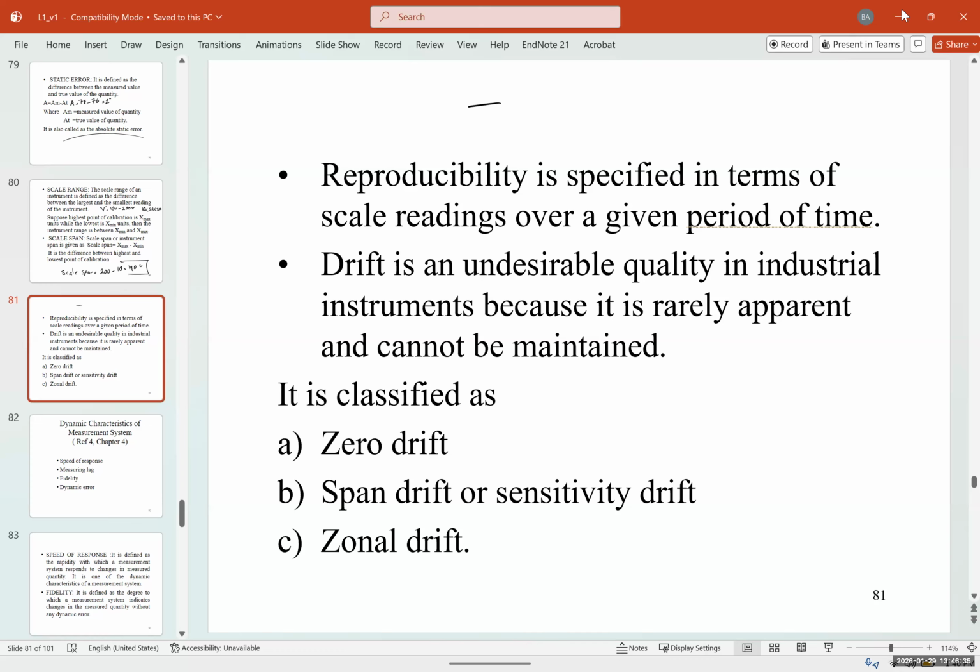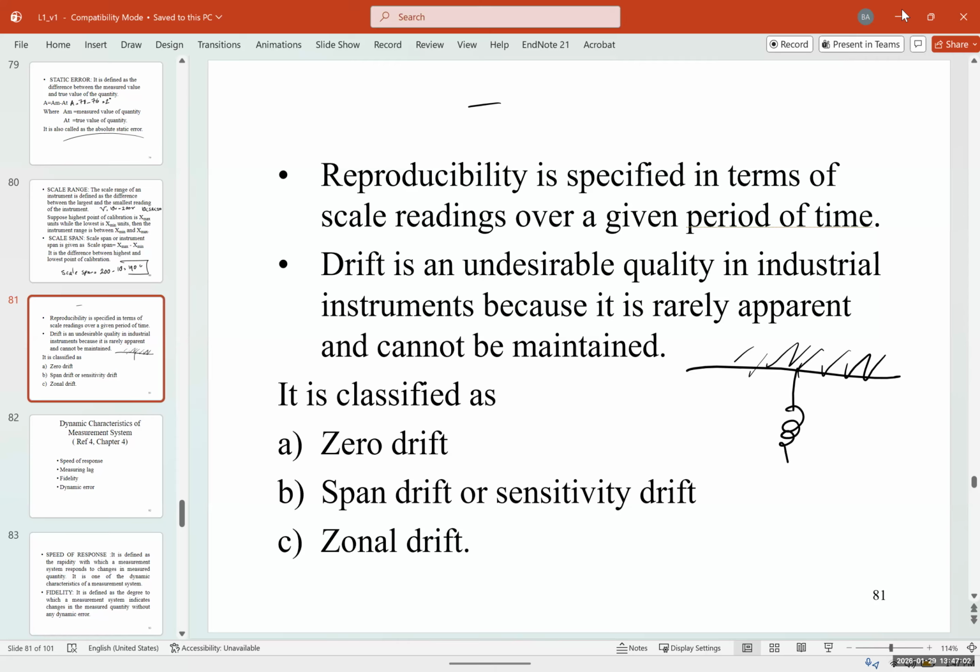Another problem with the characteristics of this measurement instrumentation is drift. Drift is an undesirable quality in industrial instruments because it is rarely apparent and can't be maintained. We have different types of drifts. We have zero drift, we have span drift or sensitivity drift, and we have zonal drift. One example of the drift is this.